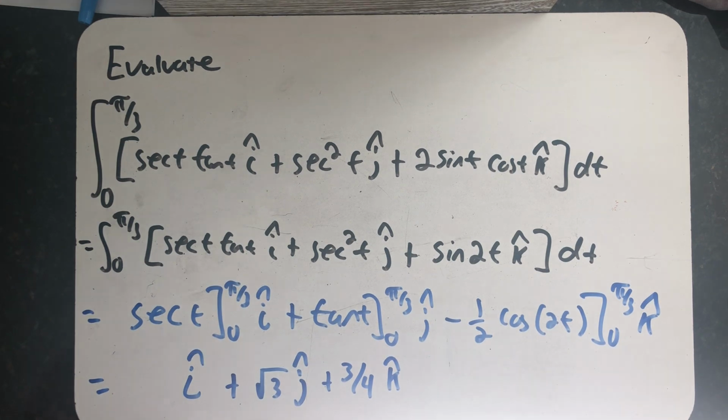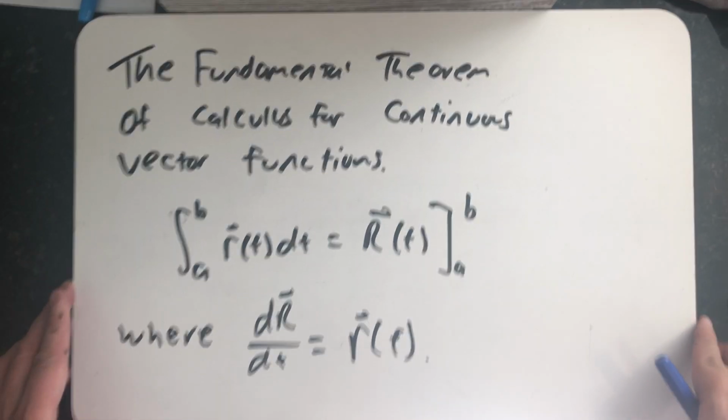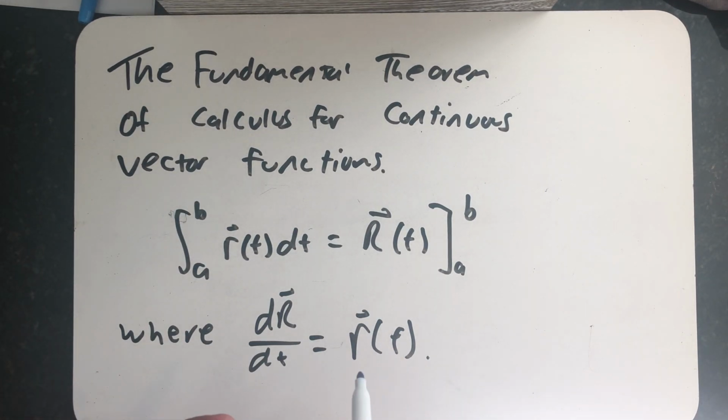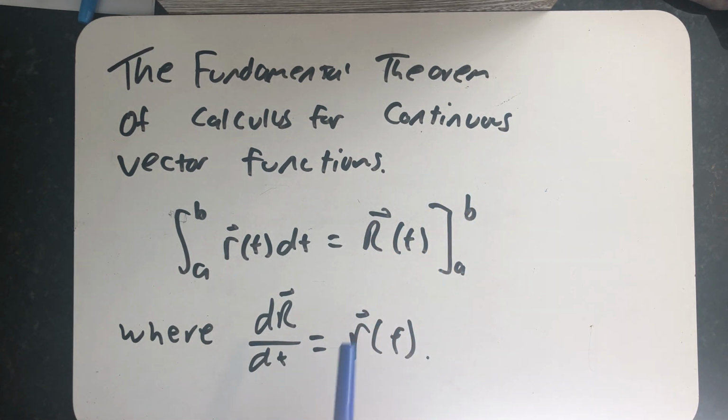One of the nice things to do is to realize that this definition has really established what we could call the fundamental theorem of calculus for continuous vector functions, an evaluation theorem. If I'm taking the definite integral of a vector function, I can simply evaluate any of its antiderivatives from a to b. And so really this is no different than what we did way back in Calc 1 and Calc 2.